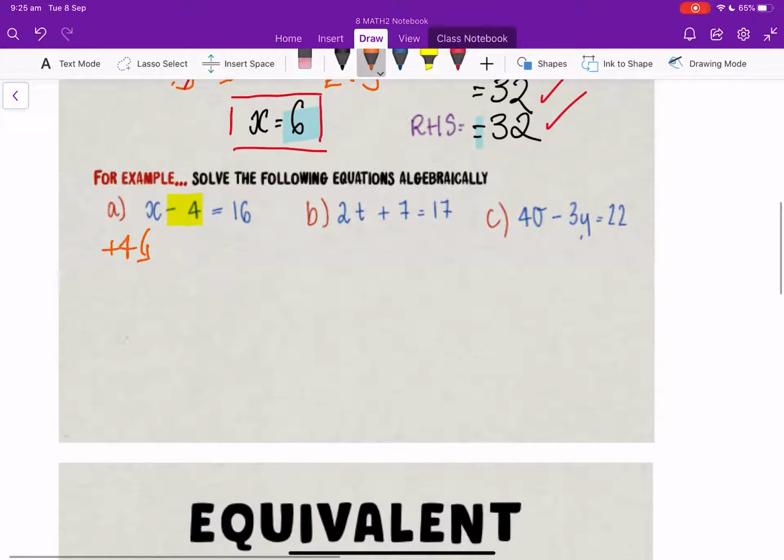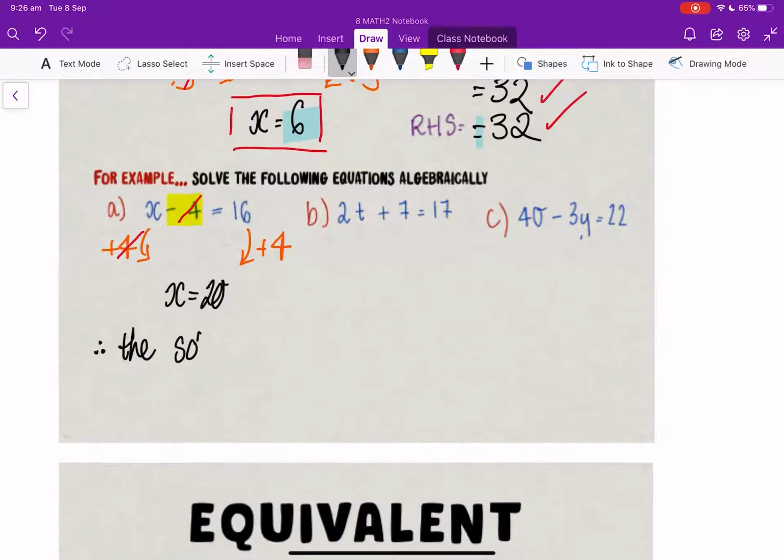Plus 4, plus 4, okay? On the left-hand side, it can be crossed out. Now you've got x equals 16 plus 4, okay, equals 20. So therefore, the solution is 20 because 20 minus 4 equals 16. So I'm just going to write that there. Therefore, the solution is 20.